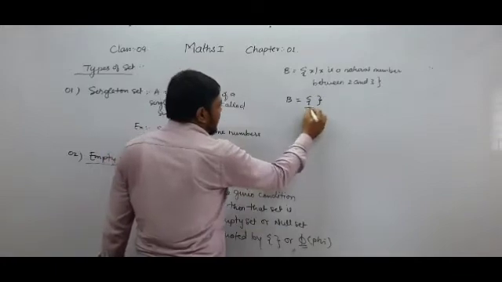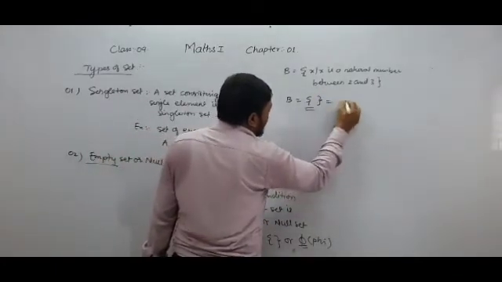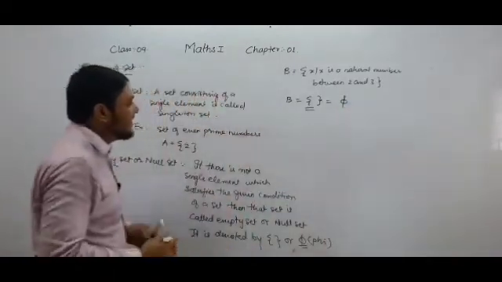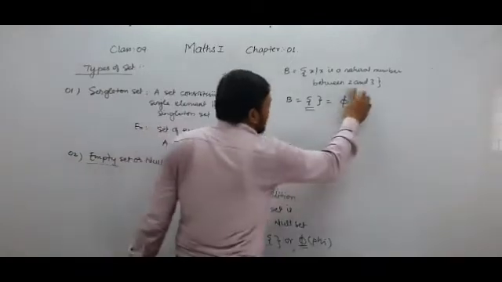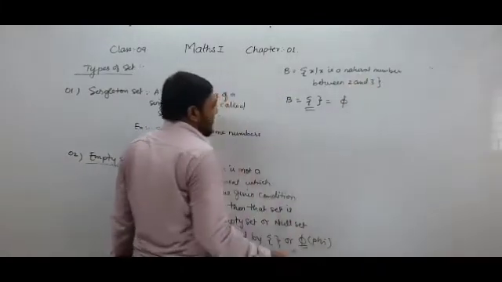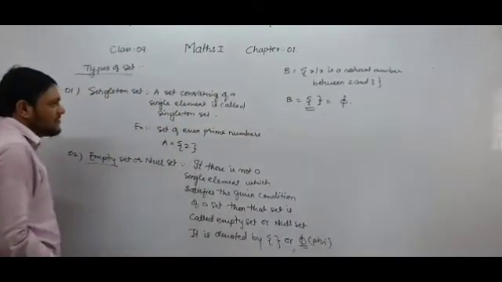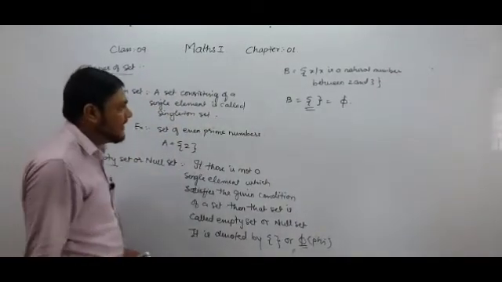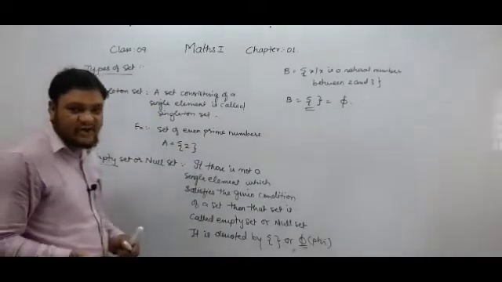So an empty set or null set, we can show this set by blank curly brackets, or you can show it by phi. This set is an empty set or null set because there is no number between 2 and 3 which is a natural number. So here the given condition of the set is not satisfied by any element. That is why this set does not contain any element, and this is an empty set or null set.